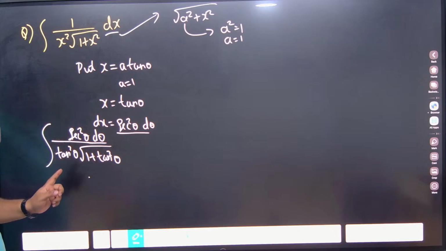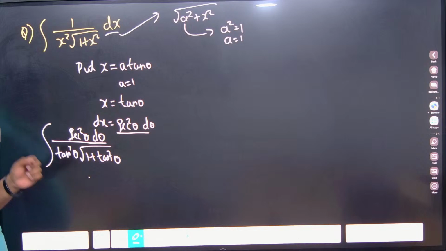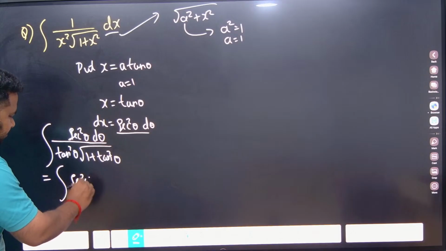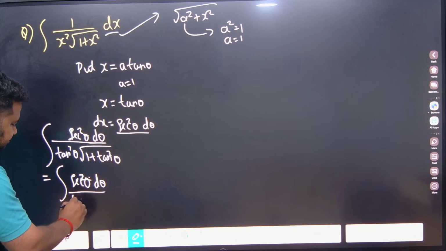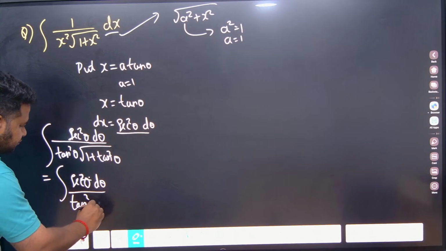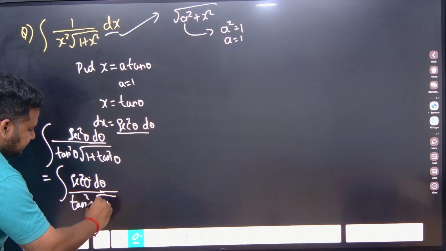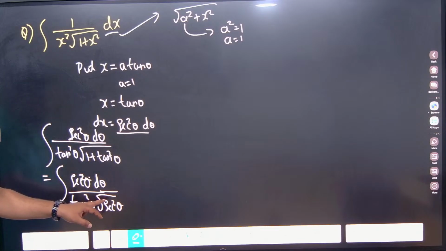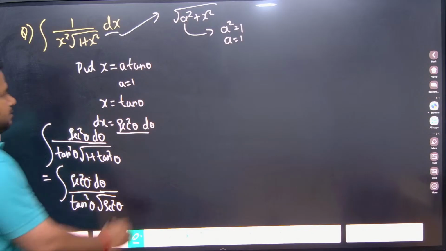We know the identity 1 plus tan square theta is equal to secant square theta. So this will become secant square theta in the numerator, secant square theta d theta, divided by tan square theta into square root of 1 plus tan square theta, which is secant square theta. Now we have secant square theta under square root. If I remove the square root, this will become just secant theta.